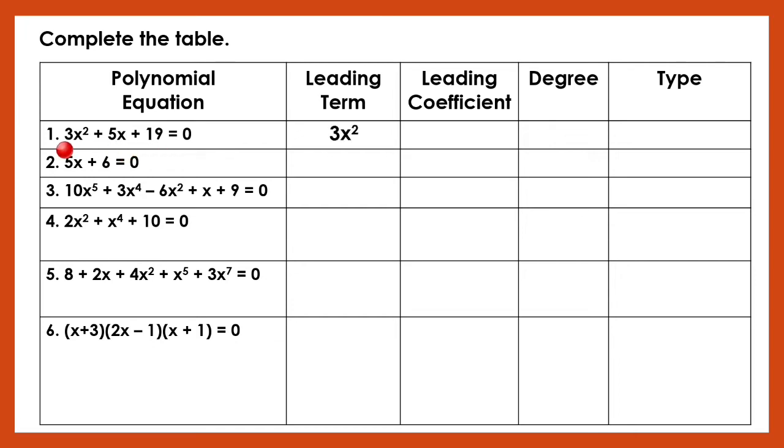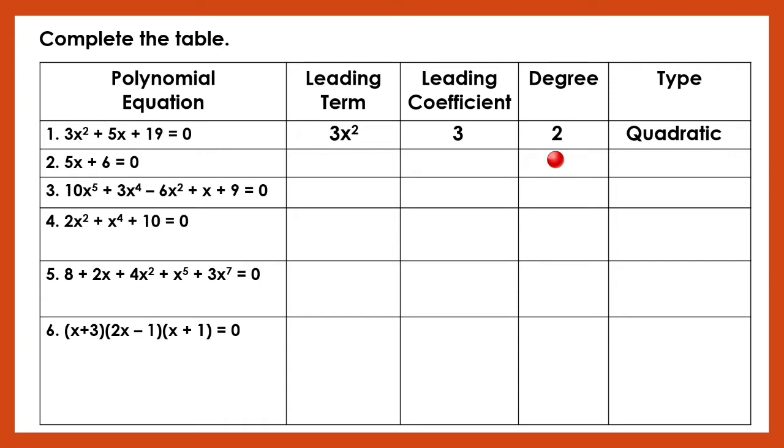That is 3x squared. And then, yung leading coefficient, yun yung numerical coefficient ng leading term. So, ano yung numerical coefficient? That is 3. So, the leading coefficient is 3. And then, yung degree, yun yung highest exponent. So, that is 2. So, ang degree niya ay 2. What type of polynomial equation?